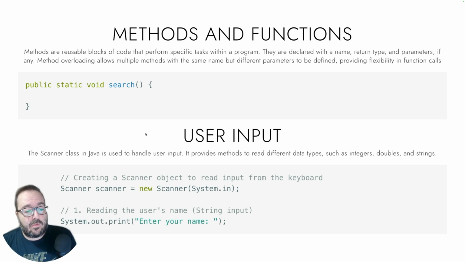Also, another very useful thing that we're going to see is the user input. It's not very commonly used, but will be very useful for us for the purpose of this tutorial. So it is the scanner class. The scanner class in Java is used to handle user input. It provides methods to read different data types, such as integers, doubles, and strings. You can see on the screen the way that you can initiate a scanner. Just say scanner, it's a new scanner, and it takes a parameter System.in. You will see that in a second in IntelliJ, but it's very, very simple. Let's jump in IntelliJ.